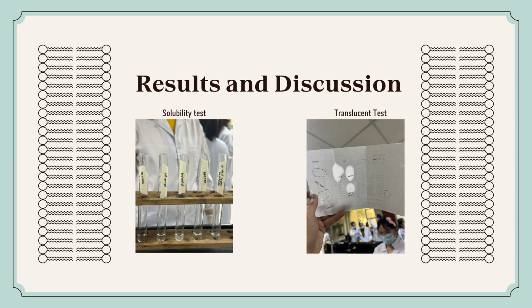For the solubility test, we find that olive oil, vegetable oil, and coconut oil are all insoluble in both water and diluted sodium hydroxide, which proves that oils are nonpolar in nature. The results from the translucent test showed that lipids have an ability to make paper translucent, as they make the paper smoother as it fills the pores.